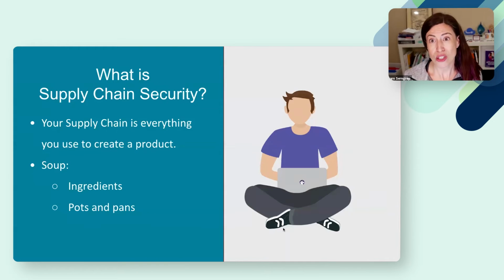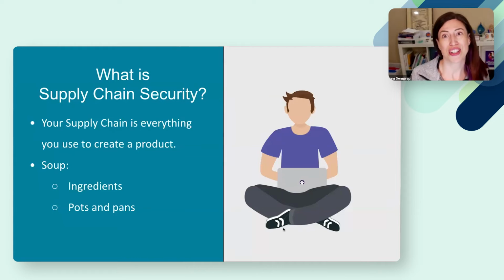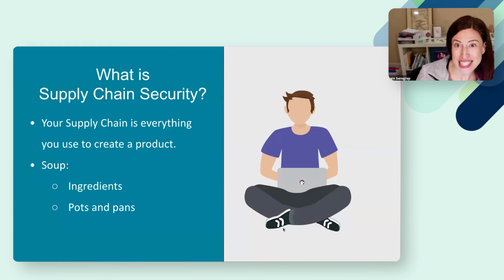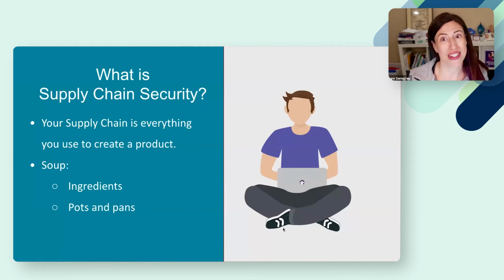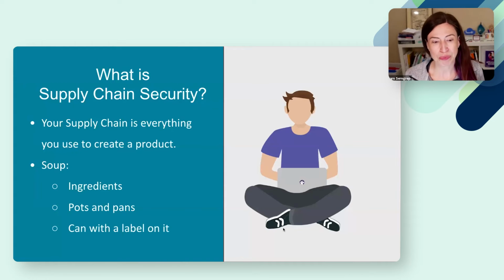Pots and pans, you've got to cook it. You need a stove. You're going to need to heat that stove. You're going to need some electricity. You're going to need a safe place to do it in. You're going to need a kitchen. You're going to need to sterilize everything. So you're going to need cleaning stuff.